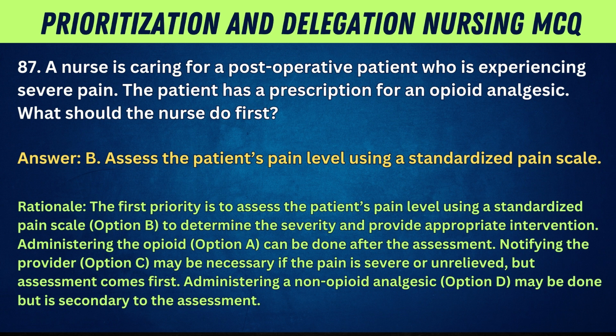Rationale. The first priority is to assess the patient's pain level using a standardized pain scale, option B, to determine the severity and provide appropriate intervention. Administering the opioid, option A, can be done after the assessment. Notifying the provider, option C, may be necessary if the pain is severe or unrelieved, but assessment comes first. Administering a non-opioid analgesic, option D, may be done but is secondary to the assessment.